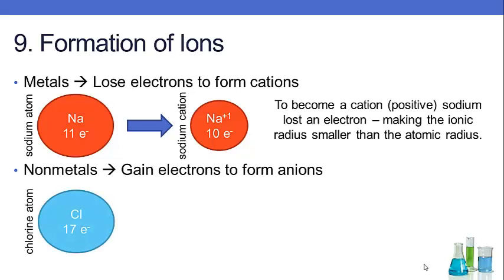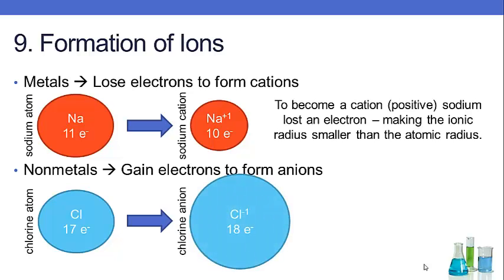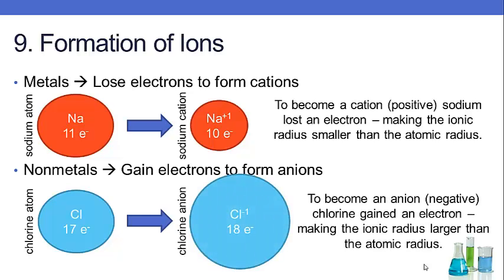Nonmetals, however, tend to gain electrons and form anions. So here I have chlorine, which is a nonmetal, and it's going to tend to gain an electron, making its charge -1. To become an anion, which is negative, the chlorine atom had to gain an electron, which means the chlorine ion's radius is going to be larger than the atomic radius because there are more electrons.